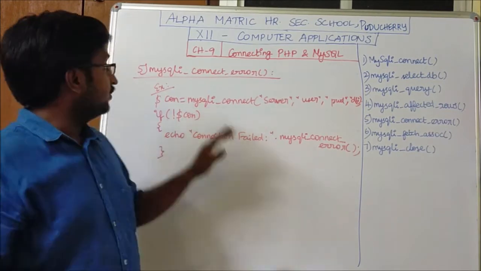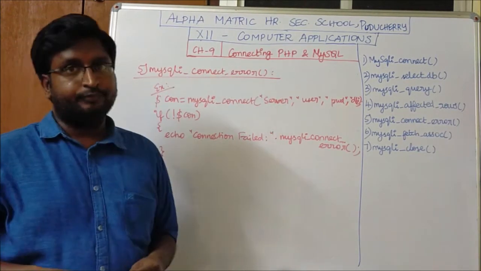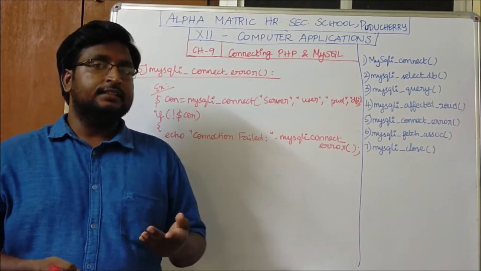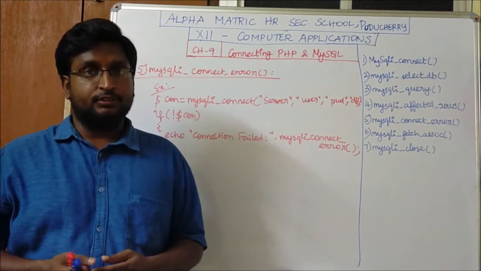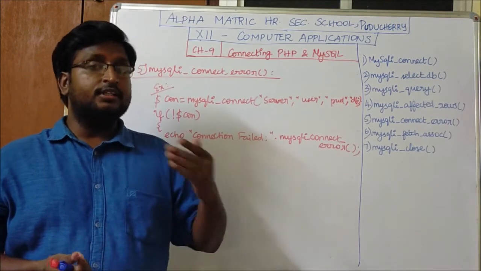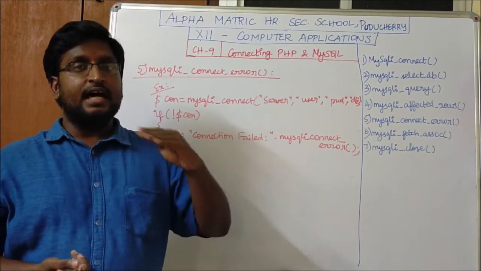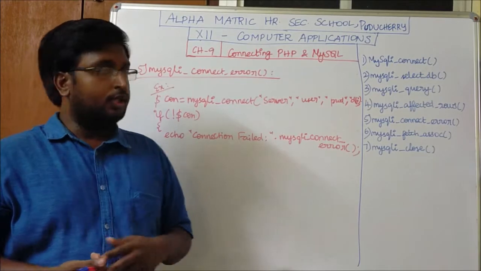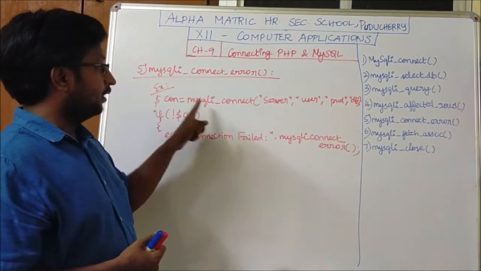Next is the MySQL connect error. So it returns the error description. In case any error occurs in the connection, it returns the error description of the last error occurred. Okay, let us see here connection variable MySQL connect.